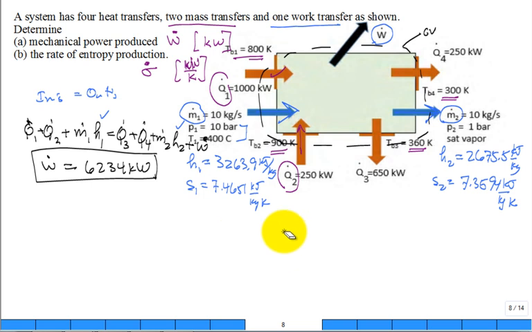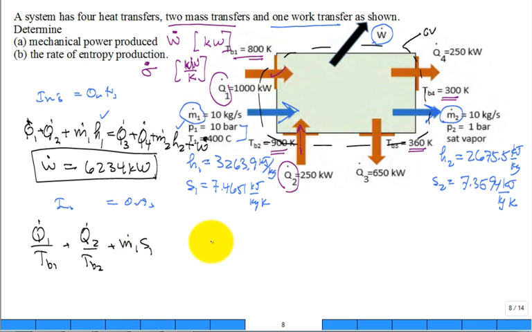So what I have is entropy, the ins equal to the outs. So Q dot 1 divided by TB1 plus Q dot 2 divided by TB2 plus M dot 1 S1, those are in. Then we're going to have outs, Q dot 3 divided by TB3, Q dot 4 divided by TB4 plus M dot 2 S2.